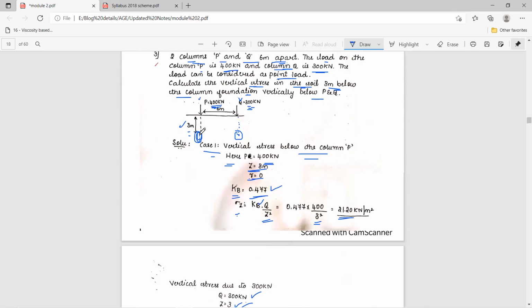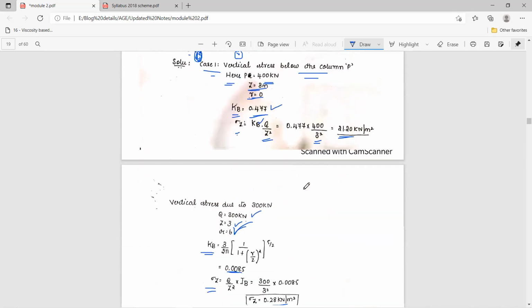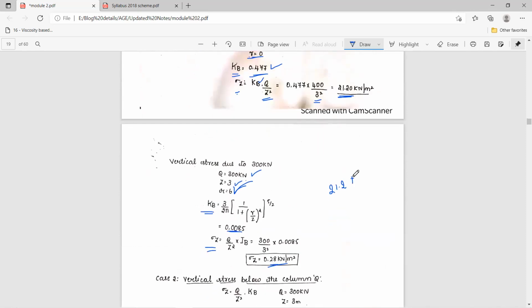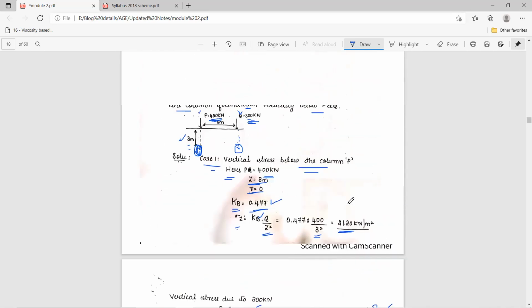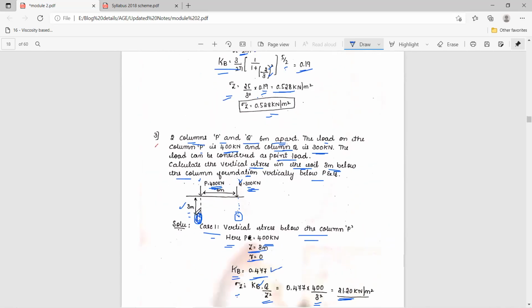Now what will be the total pressure acting at this point? It is the pressure because of 400 kilonewton and also the pressure because of 300 kilonewton. So totally it will be equal to 21.2, this value, plus the pressure created because of the load applied at point Q, that is 0.28. So this will be the total pressure acting at this point.